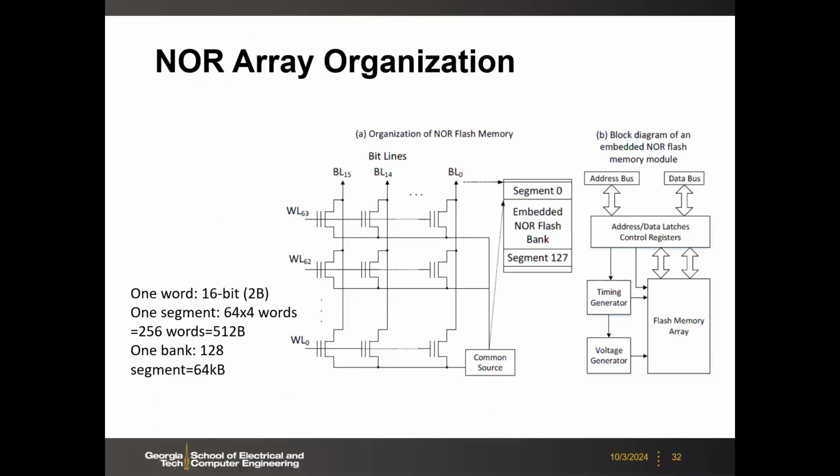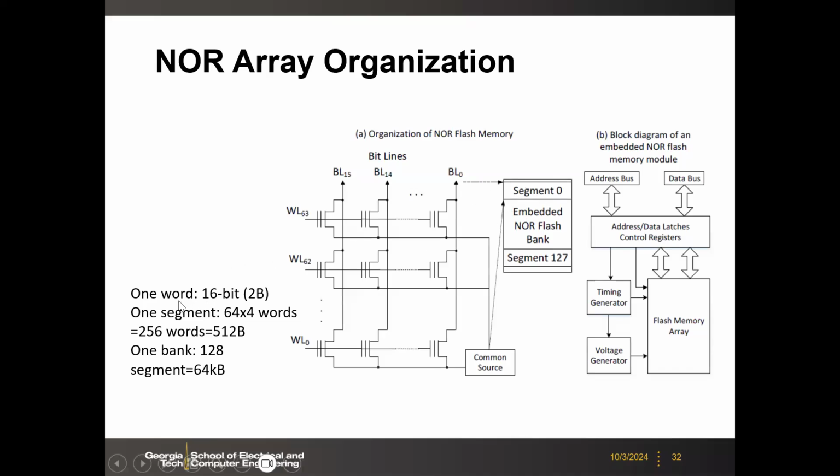Then the array is organized into word lines and bit lines. In practice, those two cells may share the same bit line contact in the physical layout, but from the netlist point of view, they are equivalent. You draw it this way or the other way, from the netlist point of view they have the same logic function. But anyway, here is a typical organization of the NOR flash memory, and it's organized into many segments, and basically one row is called one segment.